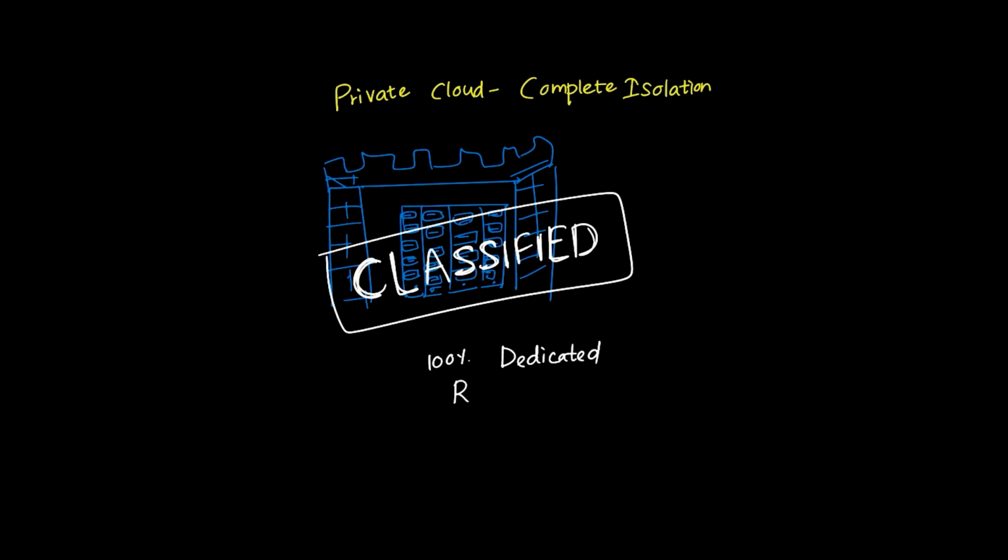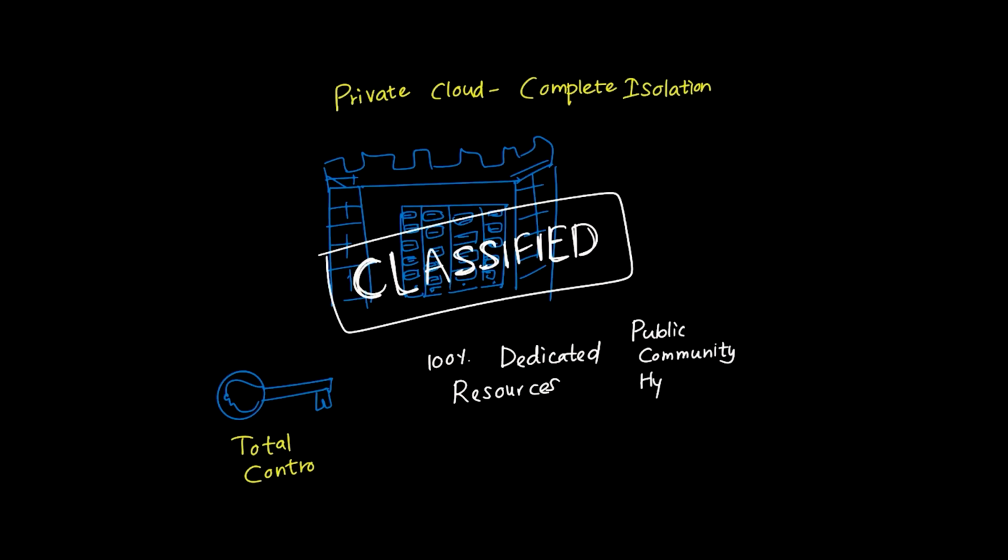There's no multi-tenancy, no resource sharing with other organizations, and no possibility of data mingling with other customers' information. You have complete control over every aspect of the infrastructure, from physical security to logical access controls. Public clouds are built on shared infrastructure. Community clouds still involve multiple organizations, even if they're similar. And hybrid clouds include shared components. Only private cloud delivers the exclusive, dedicated resources that classified government operations demand.